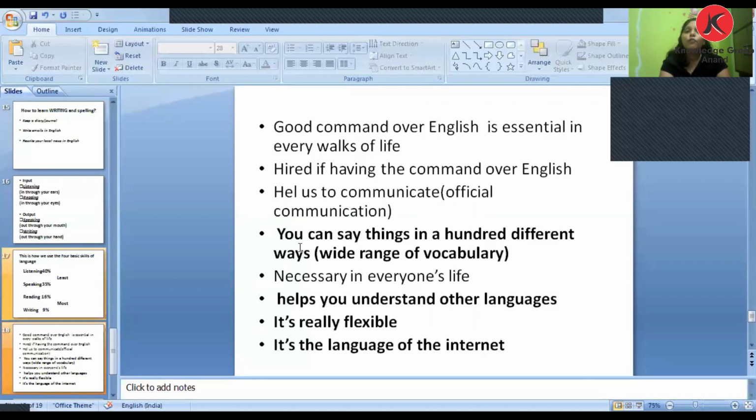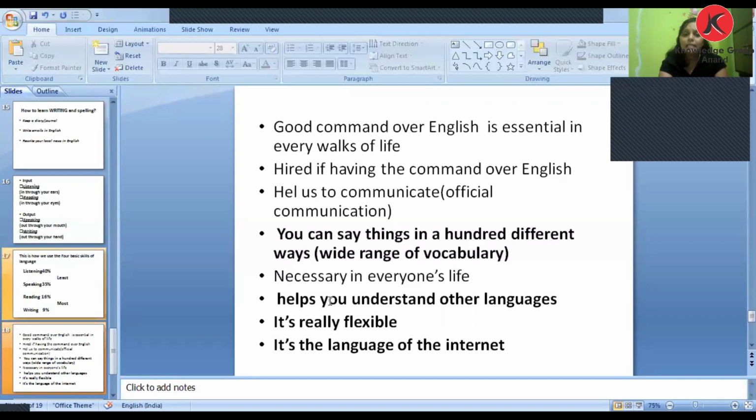The fourth reason is that you can see things in 100 different ways. Right? English is that language. There is a wide range of vocabulary, and every year there are so many words from different languages included in English, because it is accepted. So many Indian words, Hindi words, and French words are included in the vocabulary. So that's why there are 100 different ways of words and vocabularies available in the English language.